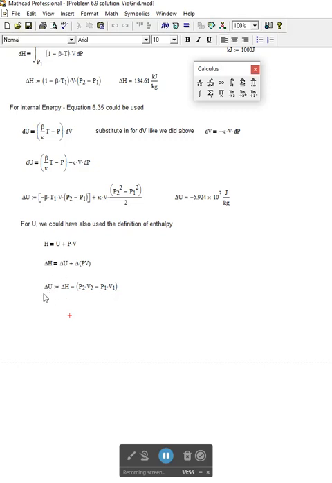So we move the delta U onto one side, and then we have delta H minus delta PV, so minus P2V2 minus P1V1. And if we do that calculation, we get minus 5,926 joules per kilogram. You can see the previous calculation we did, we got 5,924 joules per kilogram. So that's pretty close. Which one's closer, who knows?